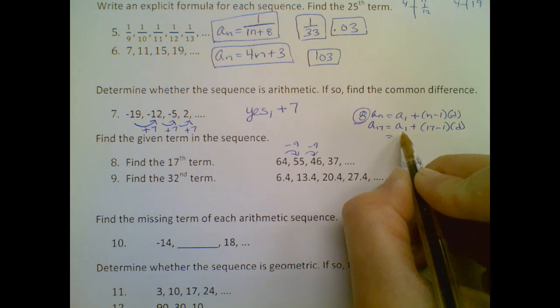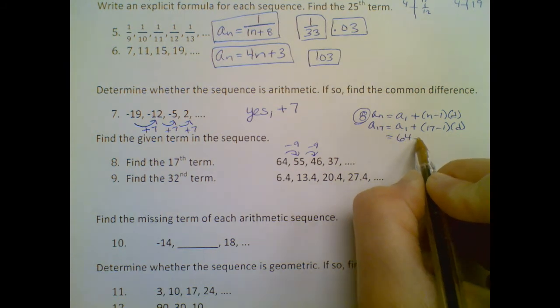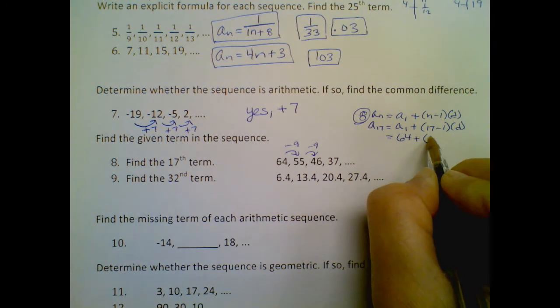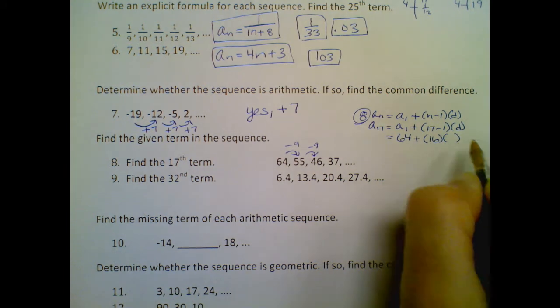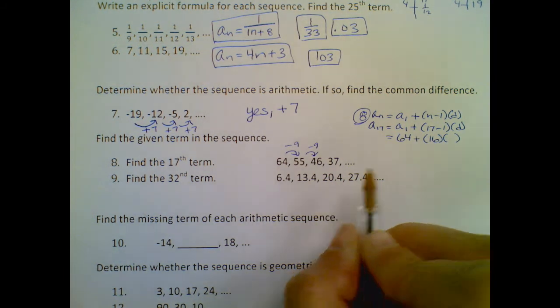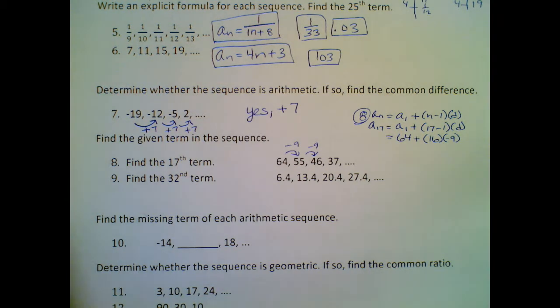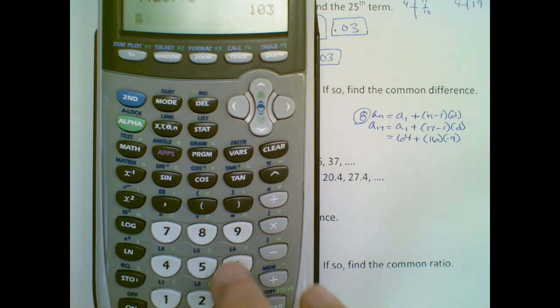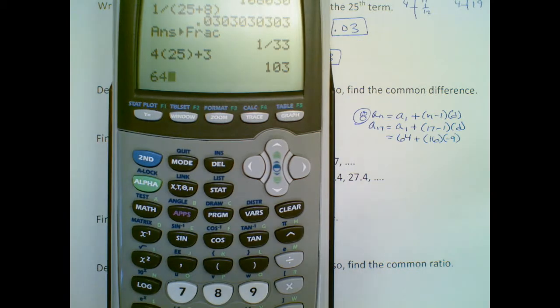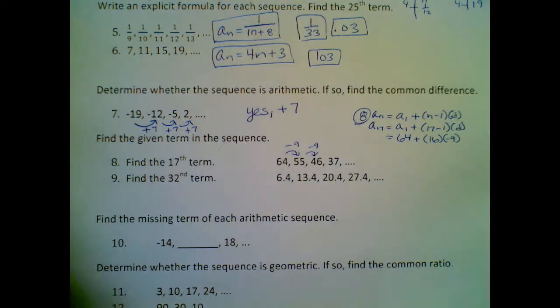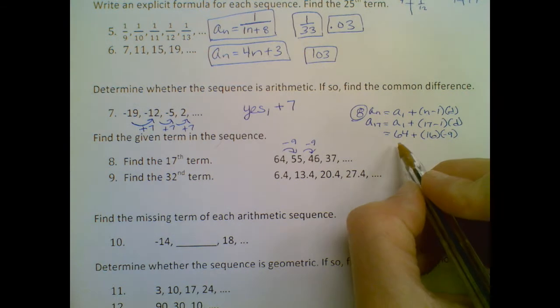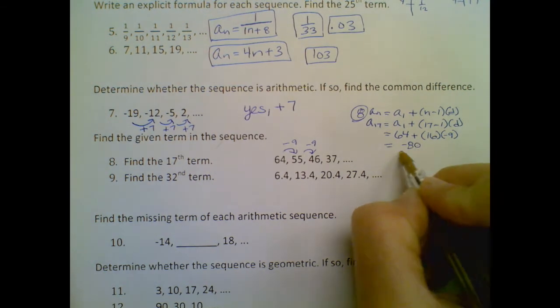Our a sub 1 is our first term, so that's 64. 17 minus 1 is 16. And then our common difference, what are we adding or subtracting by? We're subtracting 9 each time, so we're going to multiply by negative 9. Then we plug that into our calculator. We get negative 80. So the 17th term would be negative 80.